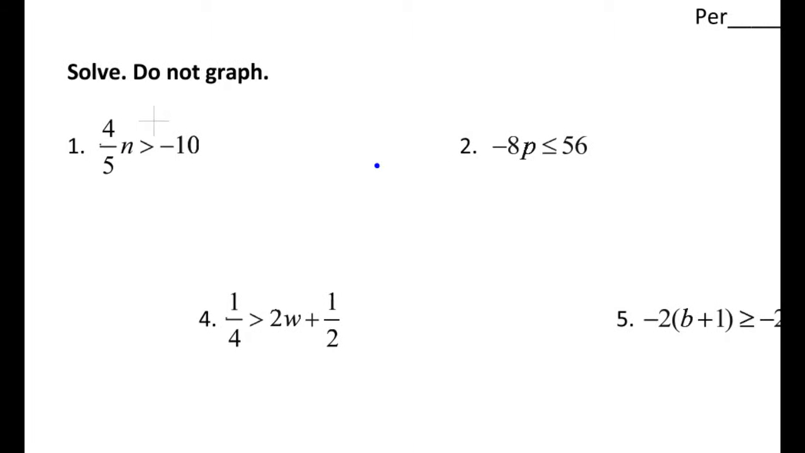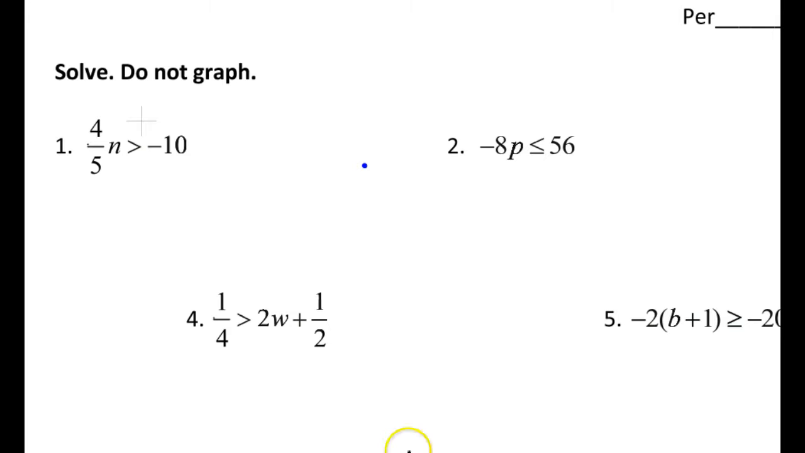So let's do a few together. Notice the directions. You don't have to graph these. But a few things you want to look out for. Make sure you multiply by reciprocals for the fractions. Alright, so it's 4 over 5, so multiply by 5 over 4.